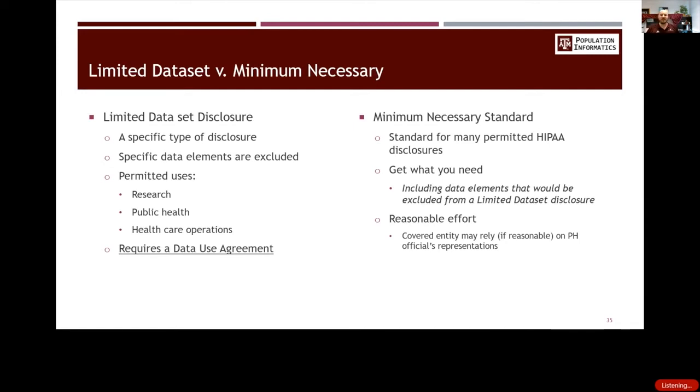Now, the only caveat here is that you have to undergo reasonable effort to sort of wean that data down to what is the minimum necessary. It doesn't need to be precise, but you need to take reasonable efforts to ensure that you're not giving away far more than is needed.